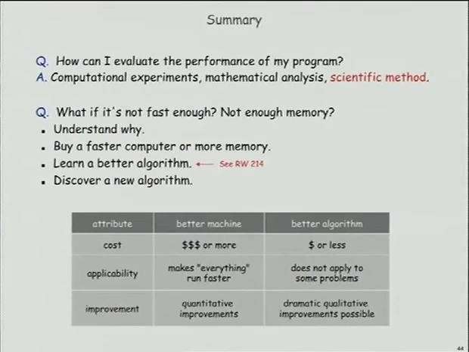So now I want to do some summary, and I want to ask the question. Remember, our question is how can I evaluate the performance of my program? And then we said that we will do it one of two ways. We will either do it with experiments or with mathematical analysis. And for this whole approach, we actually followed the scientific method. Remember, the scientific method was about forming a hypothesis.